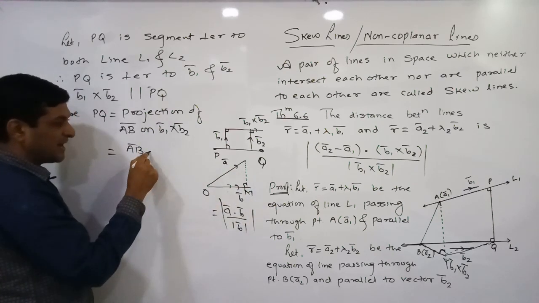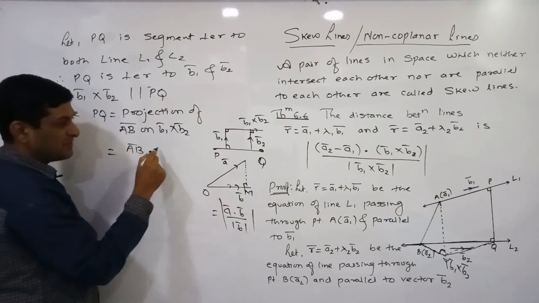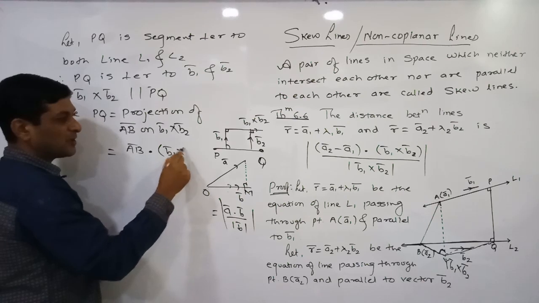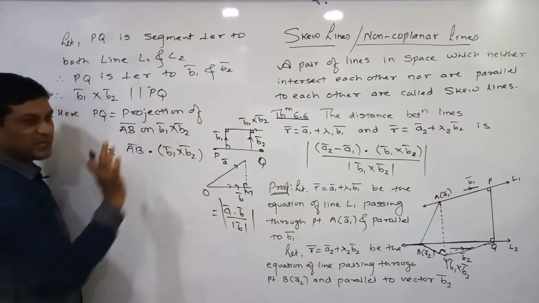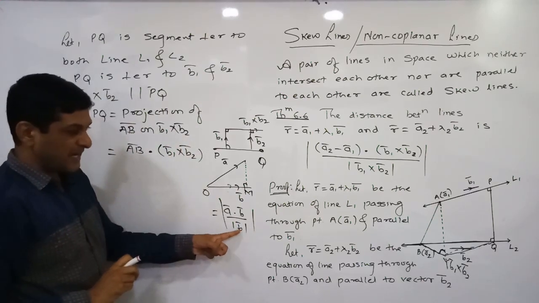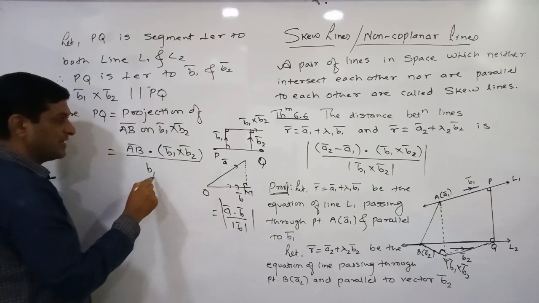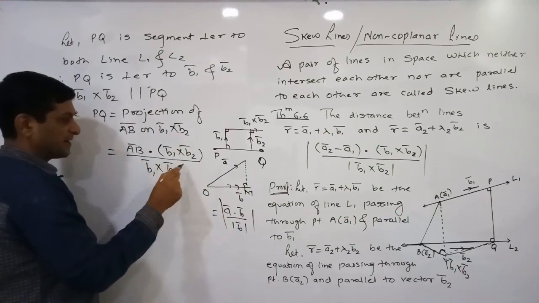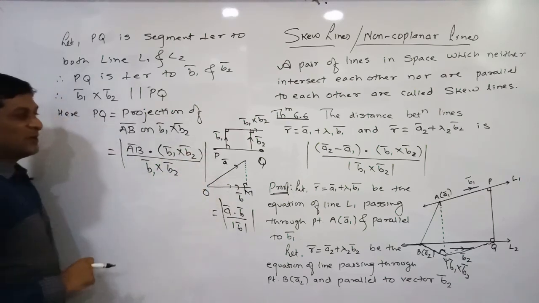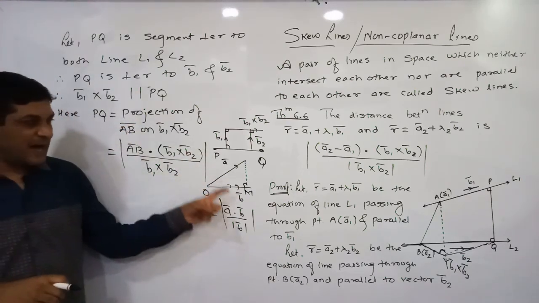B bar. So here AB bar dot B1 bar cross B2 bar. We have taken the dot product of these two vectors divided by the magnitude of B bar. Here B bar is nothing but B1 bar cross B2 bar. Applying this formula, what are we able to find out? Projection of A bar on B bar.